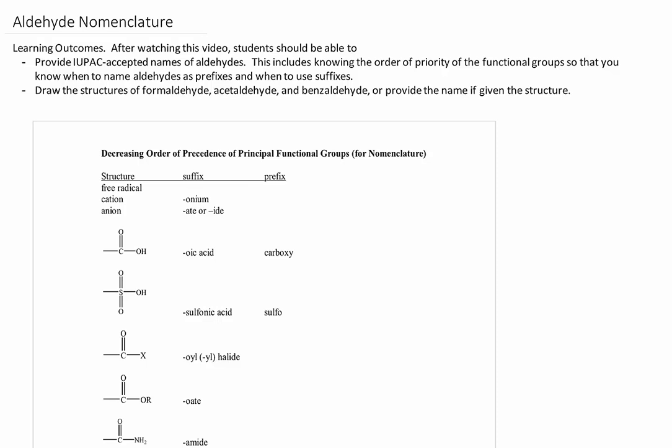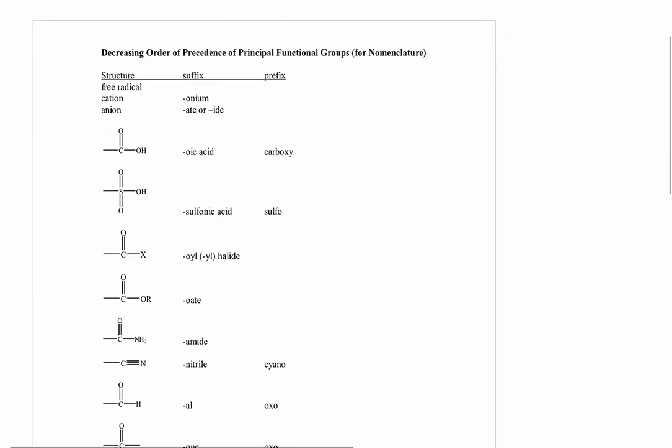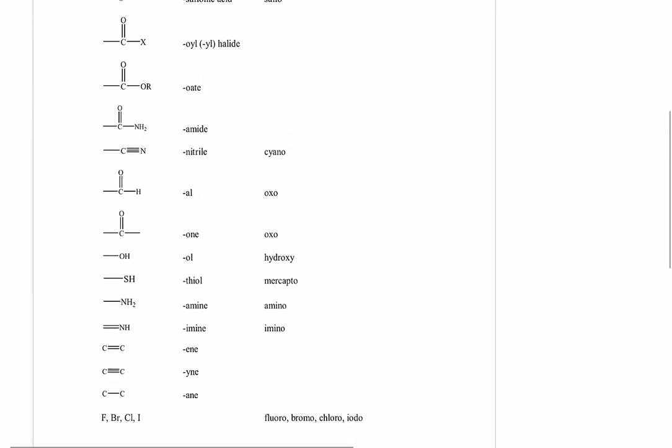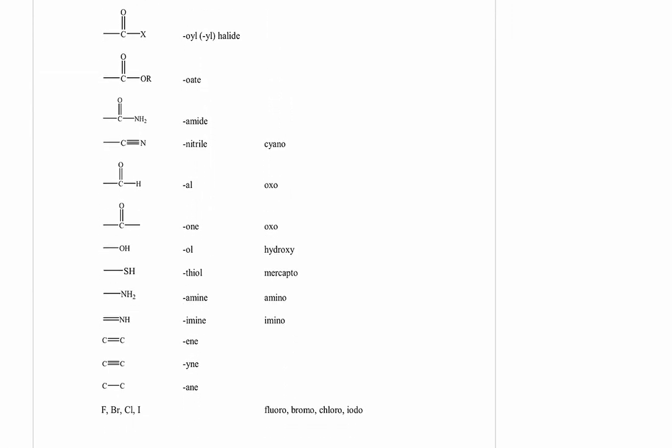I thought it might be handy to have the order of precedence of functional groups for the purposes of nomenclature, so I've included that document here. And what I want to point out is that the aldehydes are kind of in the middle of the pack. They're lower in priority than most of the carbonyl-containing functional groups. They are higher in priority than ketones, and they're higher in priority than the other functional groups we've seen so far: alcohols, thiols, amines, and all the hydrocarbons.